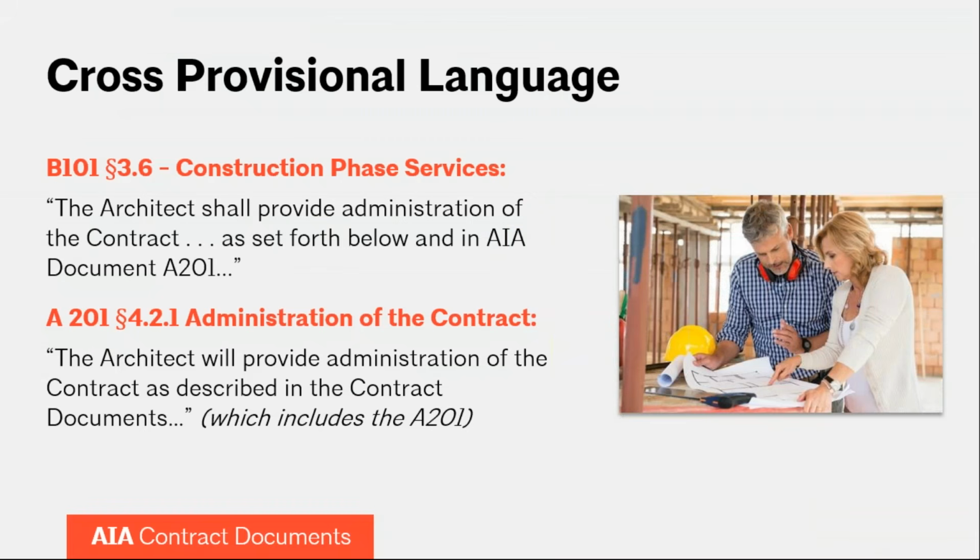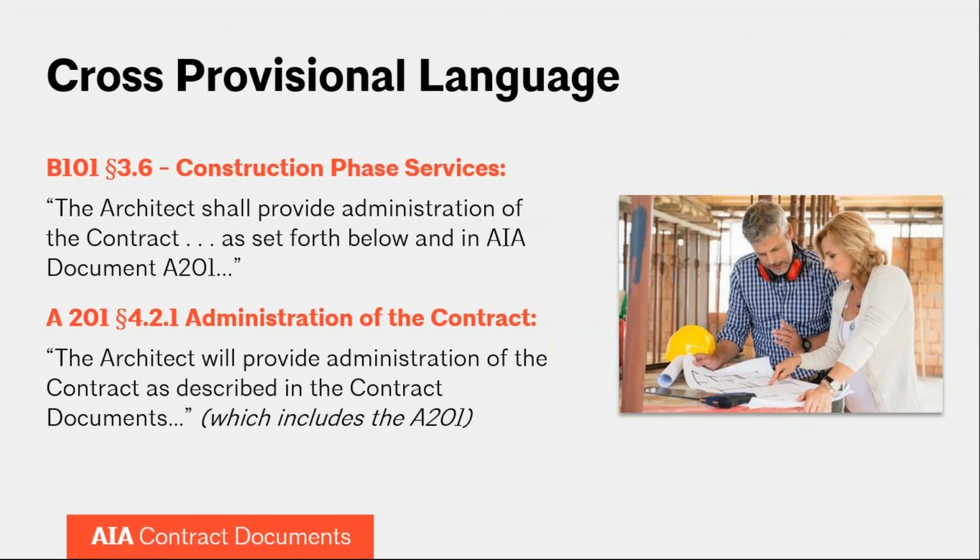You will find the obligations for the architect in the architect's owner-architect agreement, the B101, and there is heavy coordination that goes on between the B101 and the A201. In many ways, they say the same thing with regard to the architect's responsibilities during construction. In the B101, it is a directive to the architect to perform those services. In the A201, it is a way to tell the contractor what kind of services they can expect from the architect.